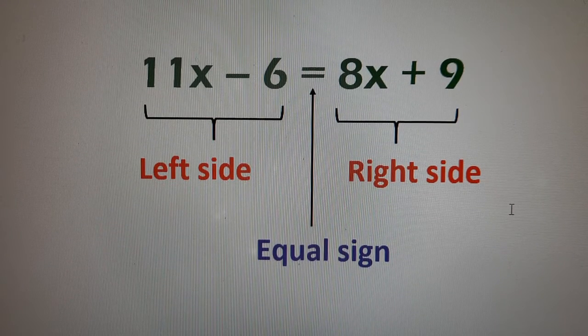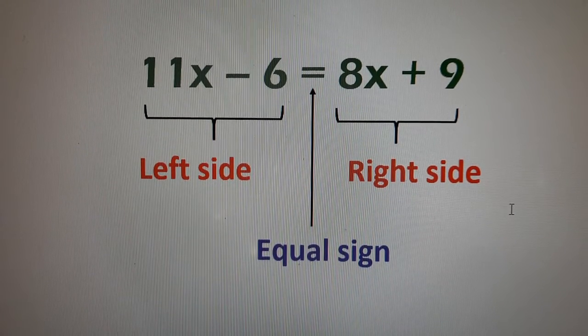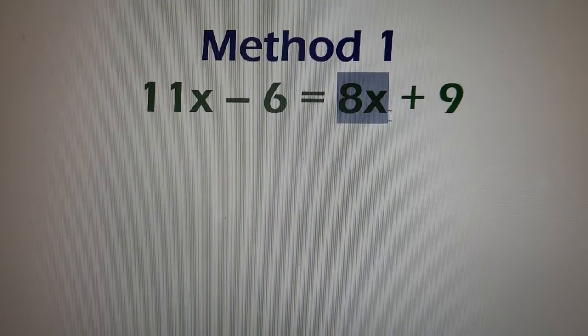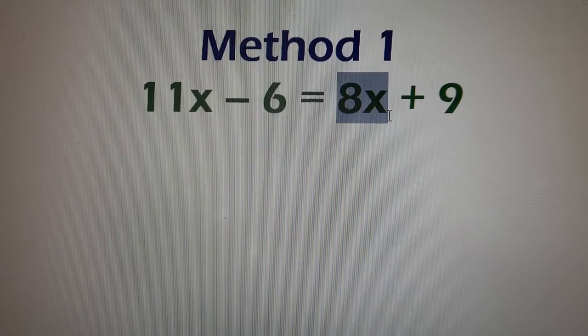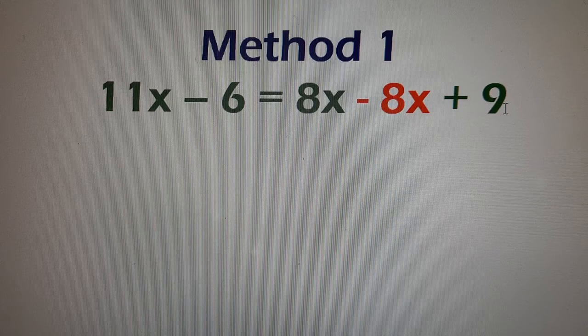To solve this equation, you have to take all the variables to one side and numbers to the other side. I will explain two methods to solve this equation. You can see positive 8x on the right side of the equation. To cancel positive 8x, we write negative 8x.